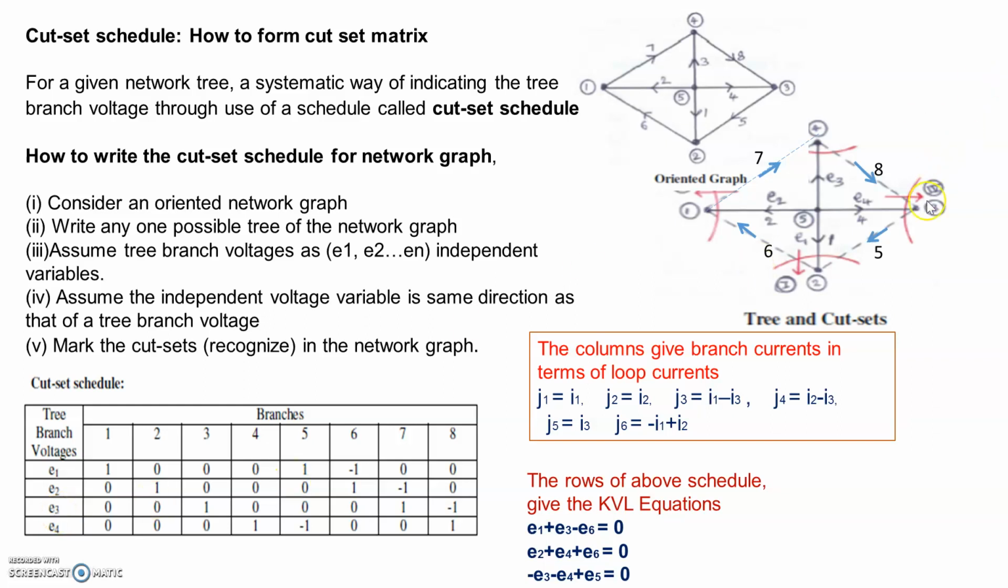And coming to E3, I think by this time you have understood. Where is E3? E3 is here, and it is entering node number 4, and the other two links are 7 and 8. 7 is entering like the E3 branch, whereas 8 is leaving. So 7 must be 1, 8 must be minus 1. And similarly the 4th, I don't think I have to explain this.